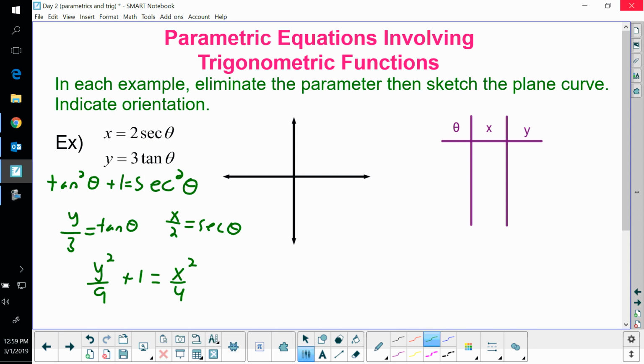So working to get the 1 alone, we'll end up with x squared over 4 minus y squared over 9 is equal to 1. So this would be a hyperbola. So again, we will do our nice values for theta.